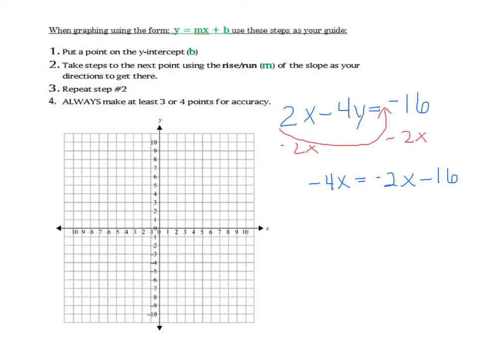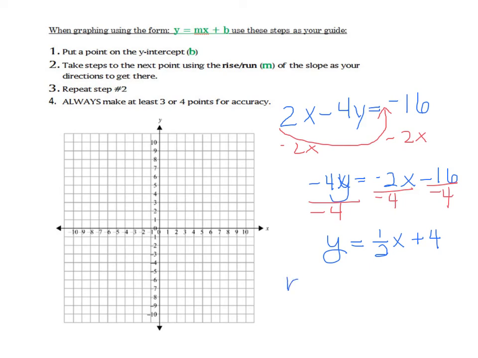Oh, I wrote an x instead of a y there, didn't I? Alright, now I need to isolate the y further, and I'm going to divide everything by negative 4. And now I have it in y equals mx plus b form, and it's ready to graph.